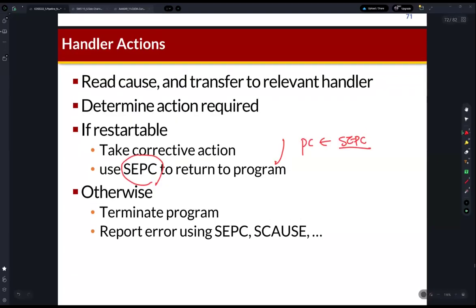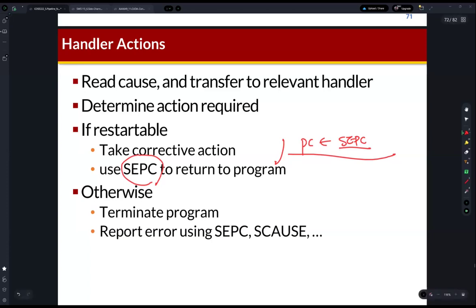But if a program cannot be recovered from an exception, then it's just terminated. So for example, divide by 0. Actually, we cannot change the result, right? So in this case, the program is just terminated. So there are two kinds of exceptions. We can recover from the exception, then it is started again from the exception point. Otherwise, we terminate the program.